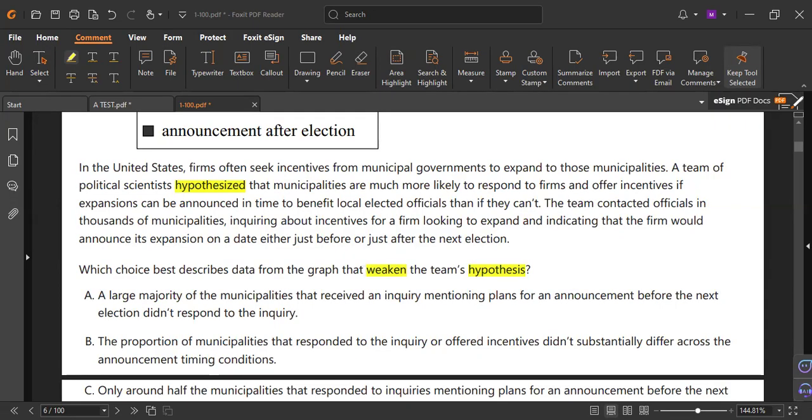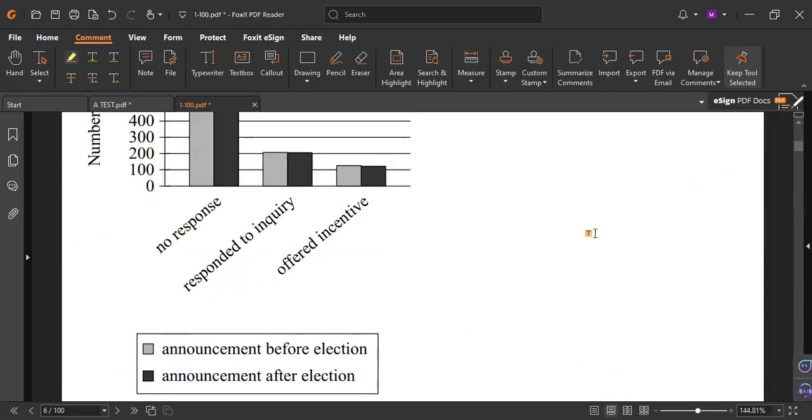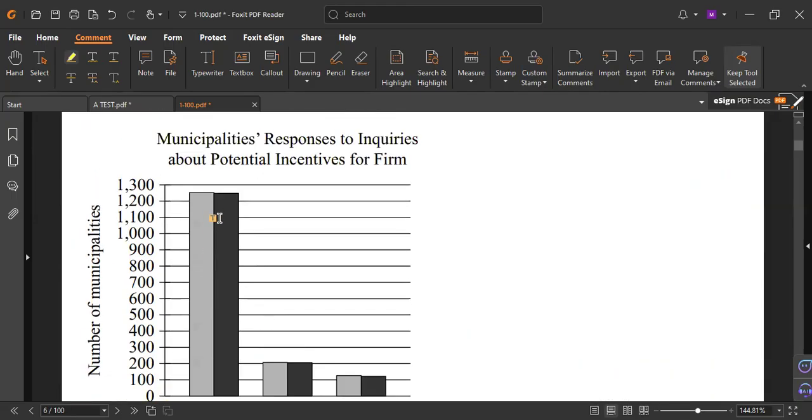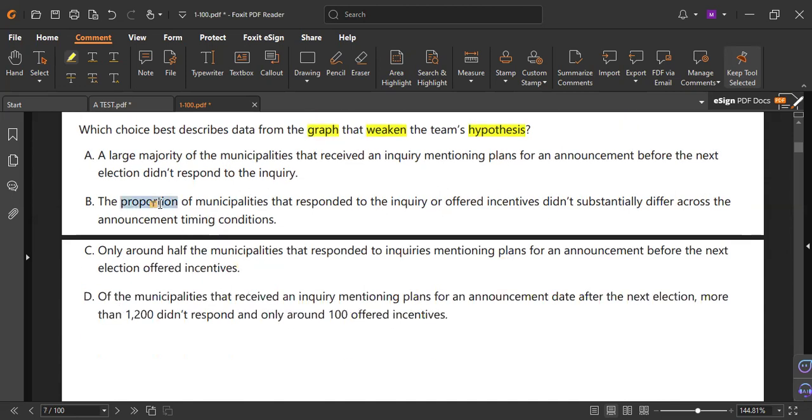Is it D? So letter D, it could be the best answer, but no. It could be, but if you look at the graph carefully, because he said from the graph, if you look at the graph before and after, it's just like no difference, the same. So that means it has the same. Look, the proportion that responded did not substantially differ. It is the same. Substantially, just like exactly, or in evidence across the announcement timing.